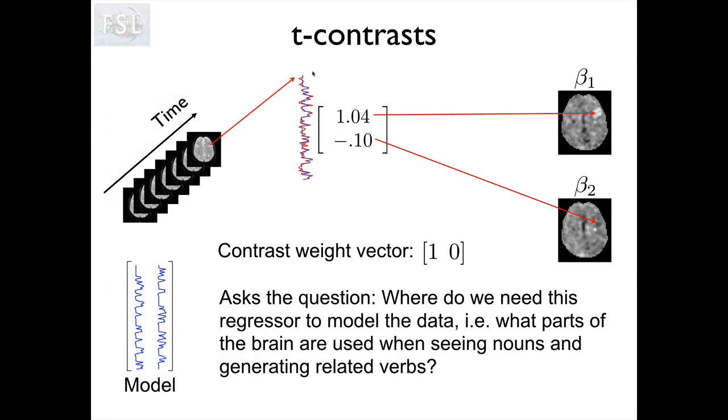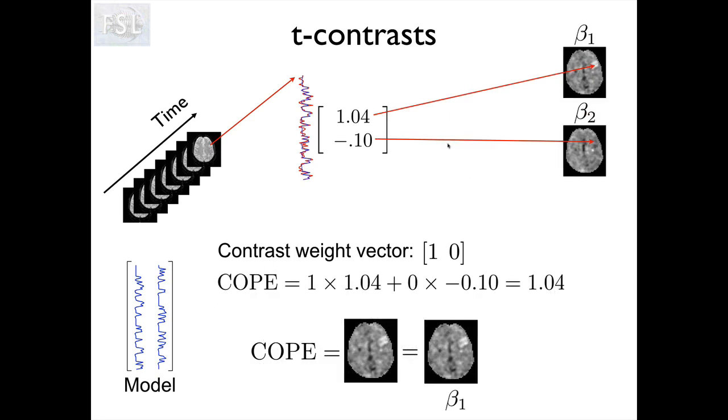So let's have a little look here. What we have here is a contrast weight vector 1, 0, and we have a particular time series here where we have a large value for beta 1 and a small value for beta 2. So this contrast weight vector now asks the question, where do we need this regressor to model the data? i.e. what parts of the brain are used when we see nouns and generate related verbs?